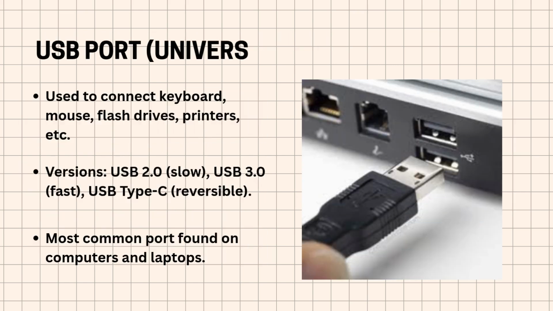USB port, Universal Serial Bus. The USB port is the most common type. You use it to connect devices like a keyboard, mouse, pen drive, or printer. There are different versions. USB 2.0 is slower, USB 3.0 is faster, and USB Type C is used in new laptops and phones.